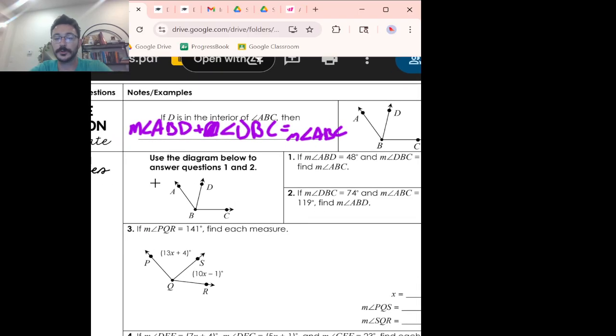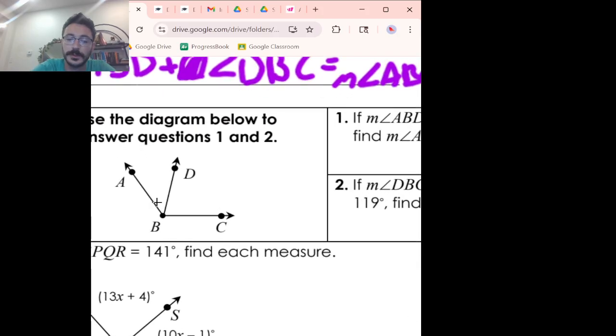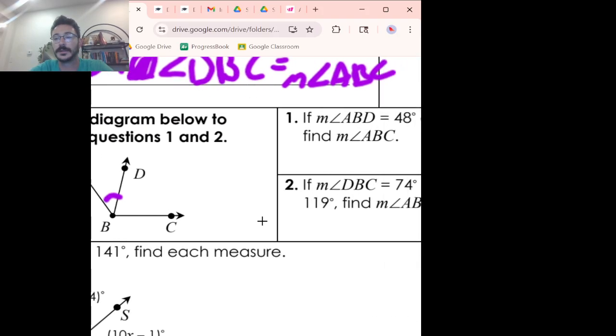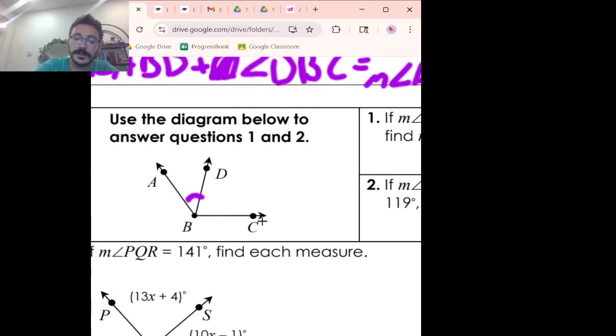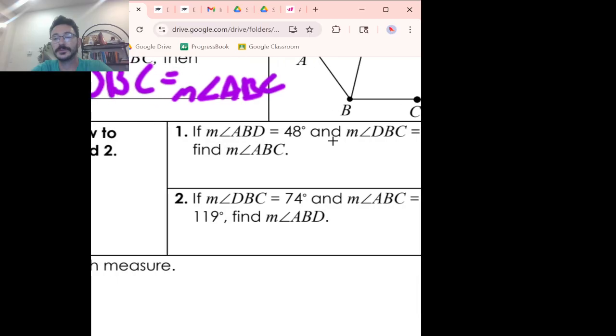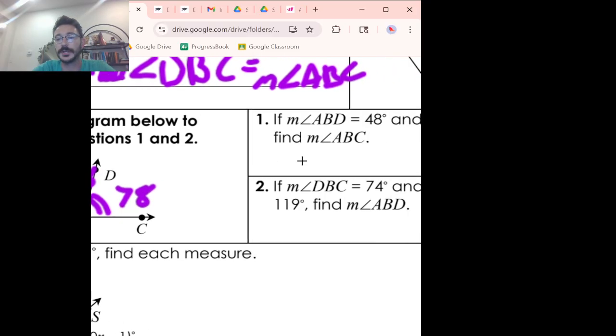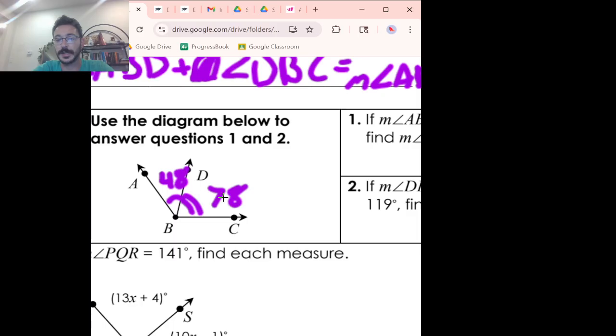For example, if we're looking at number 1 here, we're using this picture. It says if the measure of angle ABD, so that's, let me zoom in here, that is 48. Drawing with my finger, it's kind of hard to get that small, but we'll see. And then DBC is 78, so this angle is 78. Can we find ABC? Well, yeah, we're just going to add them together.